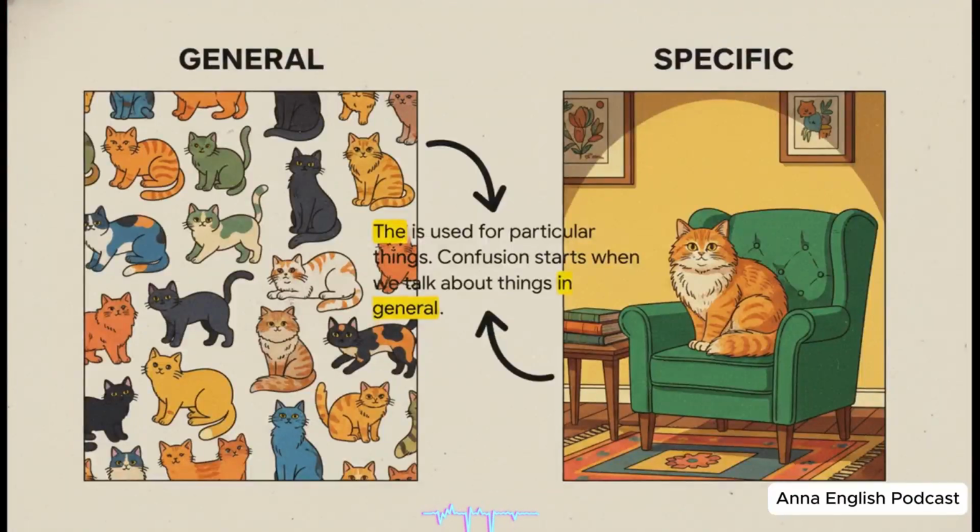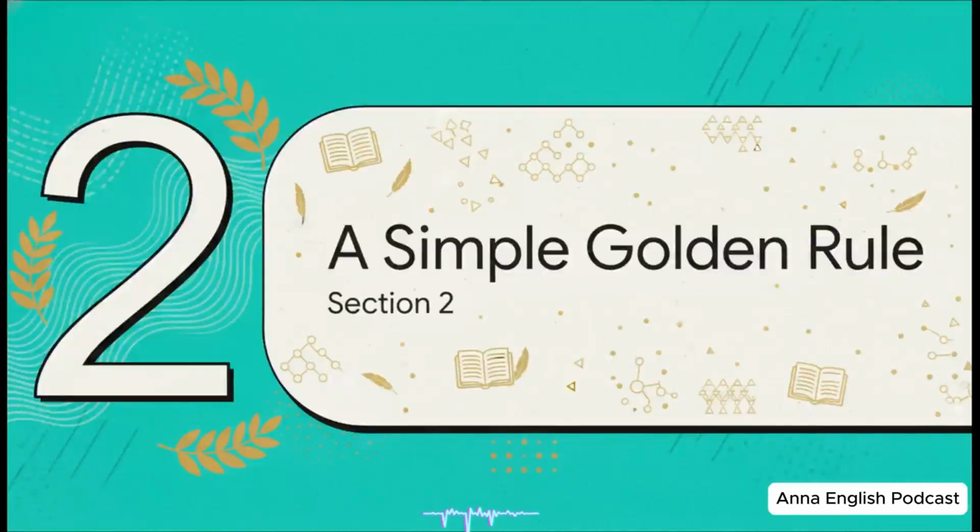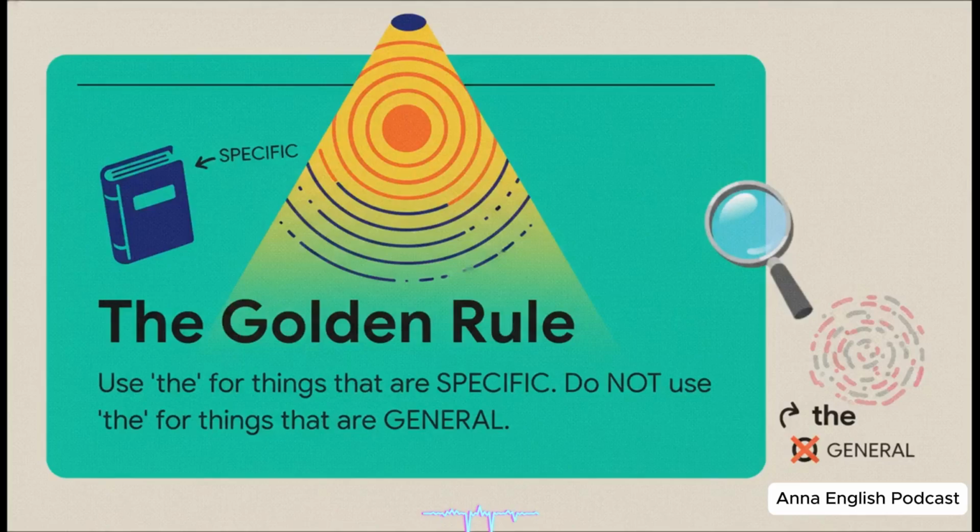Okay, so here it is, the crucial point. English uses the to signal that we're talking about one specific thing. The whole game, really, is knowing the difference. Are you talking about the dog that lives next door, or are you talking about dogs in general as a type of animal? That's the puzzle. But hey, don't worry, you're not going to have to memorize a giant list of crazy exceptions. In this next part, we've got a simple golden rule that's going to help you get this right almost every single time.